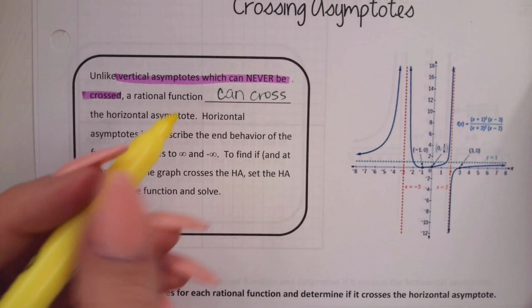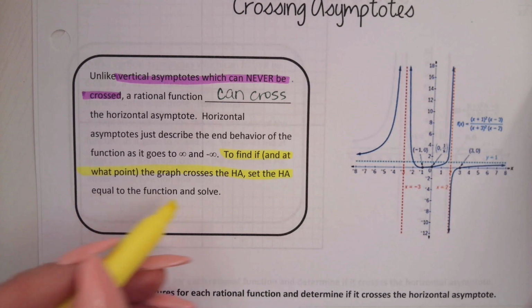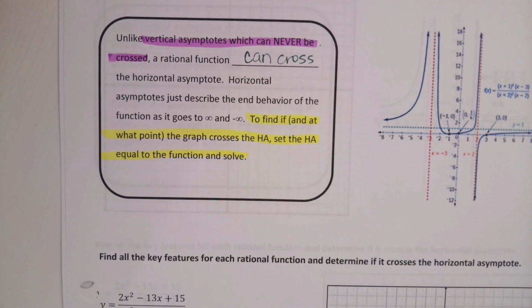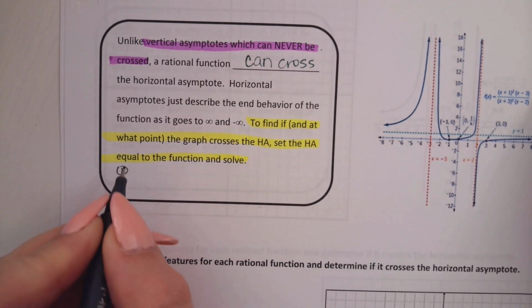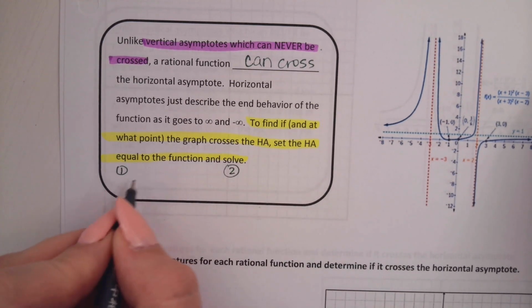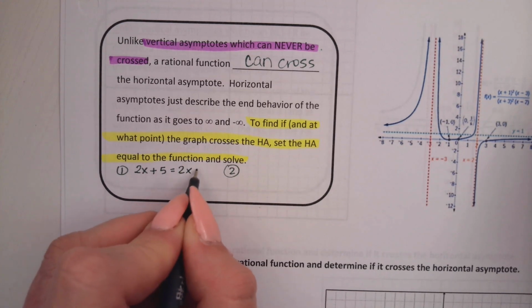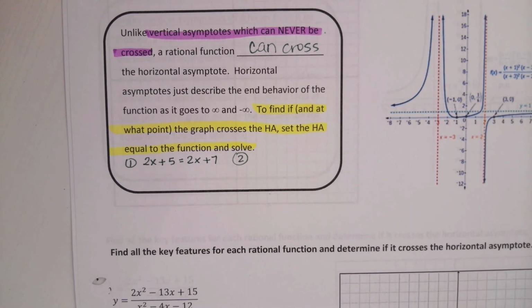To find if and at what point the graph crosses the horizontal asymptote, or the end behavior asymptote, you're going to take that horizontal asymptote, set it equal to the function and solve. There are always two possibilities, because basically you'll be solving a little equation. So say you solve the equation and you get something like 2x plus 5 equals 2x plus 7. What would be the answer to this little equation?